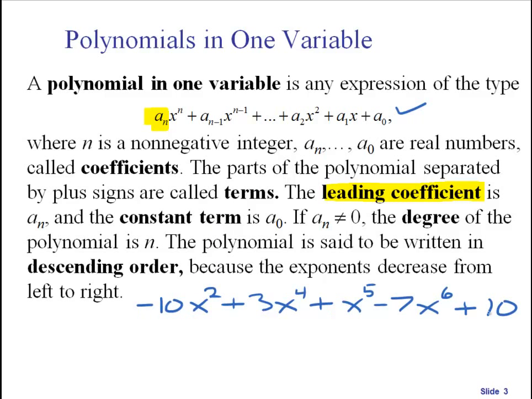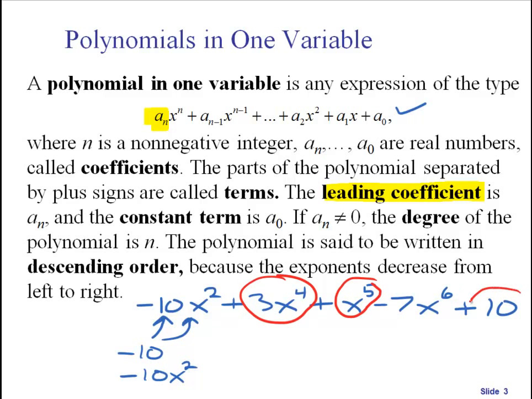So let's take this example down here and make sure we can still apply all of these things to it. For instance, what's the coefficient for this term? It's negative 10, and that term is the whole thing, negative 10x squared. Each term is each piece. So this is a term, and this is a term, and even this is a term. Terms are all the things that are separated by pluses and minuses.